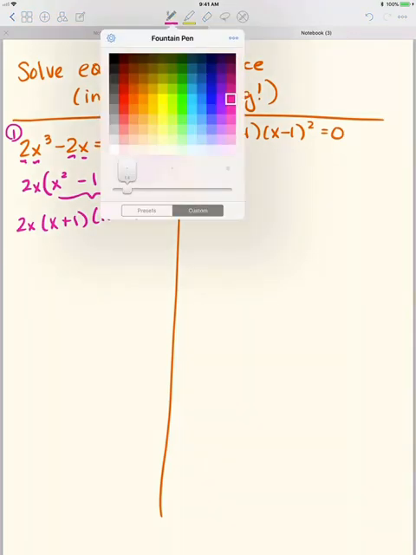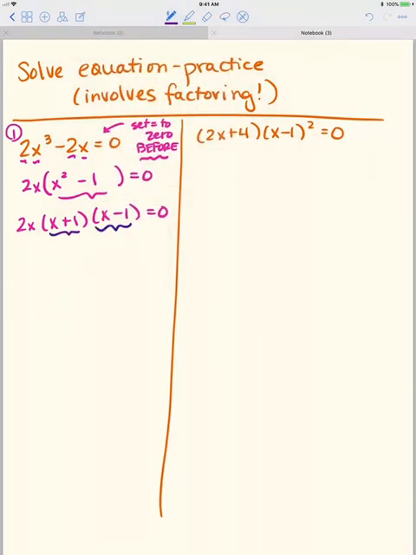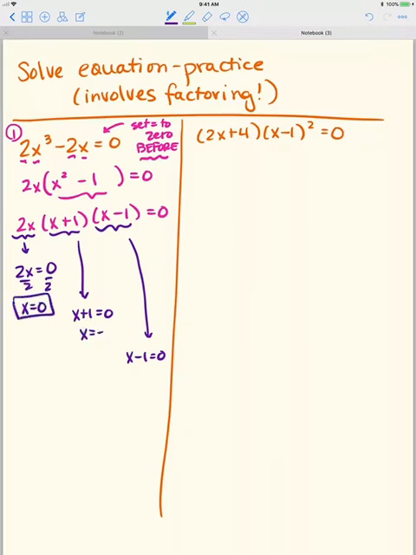And now that I have linear factors in parentheses and a single 2x out front, I can set each one of those equal to 0. 2x equals 0, x plus 1 equals 0, and x minus 1 equals 0. And that will give me solutions of x equals 0, x equals negative 1, and x equals positive 1. So my solutions here, which because we set them equal to 0, will also be known as zeros in the next part, are in increasing order: negative 1, 0, and 1.